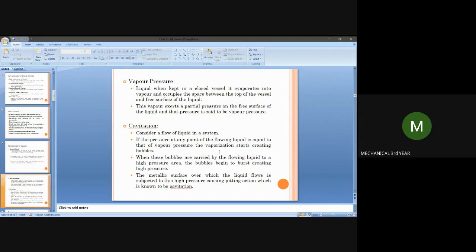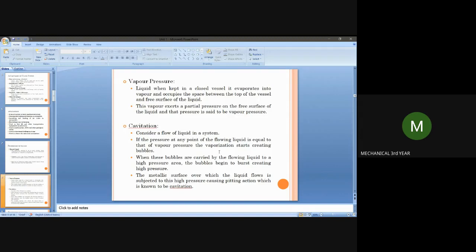So cavitation: consider a flow of liquid into a system. You're just pouring water from your water bottle into another container. Only the pouring point is kept open. It also happens in a closed container, in a confined environment. There is a small space provided, and in that space you are pouring the liquid. It's meant only for pouring the liquid.